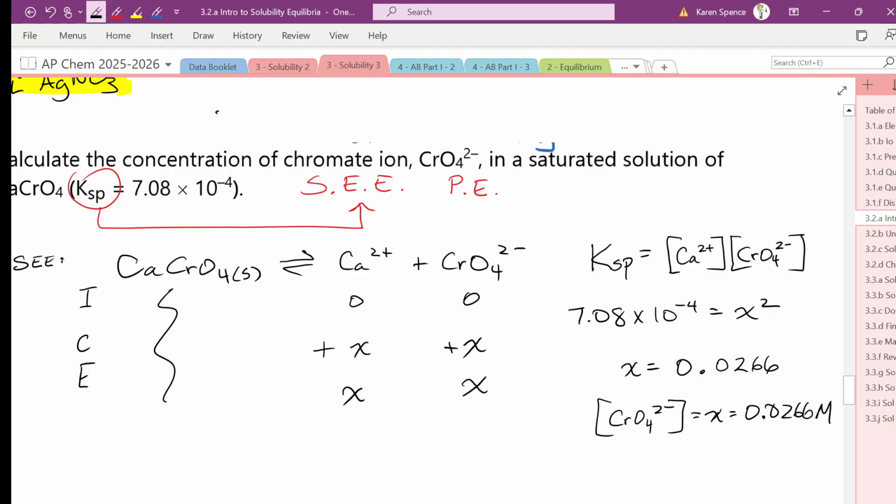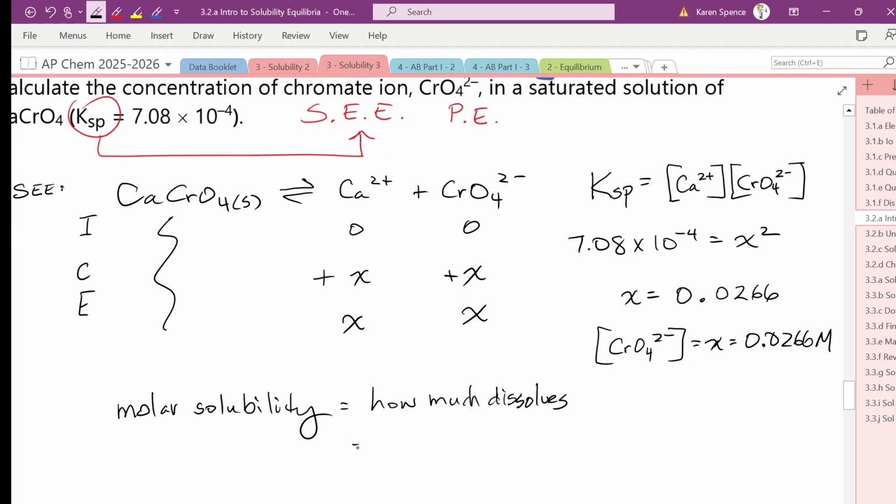Look at that. You know how to do like half of section 3.3, and we've not even started it yet. You've done a titration question. You've done a given a KSP, find the ion concentration. Do you guys remember what the word molar solubility meant? How much dissolves? Molar solubility. How much dissolves? Concentration.